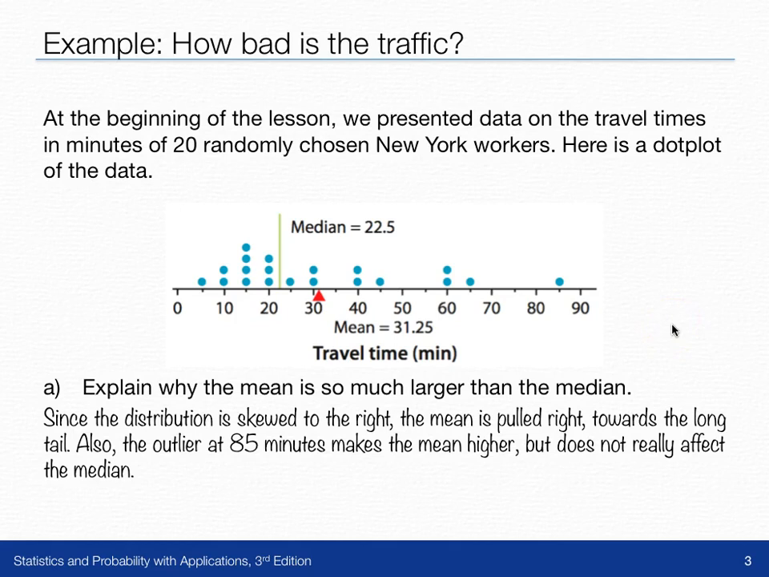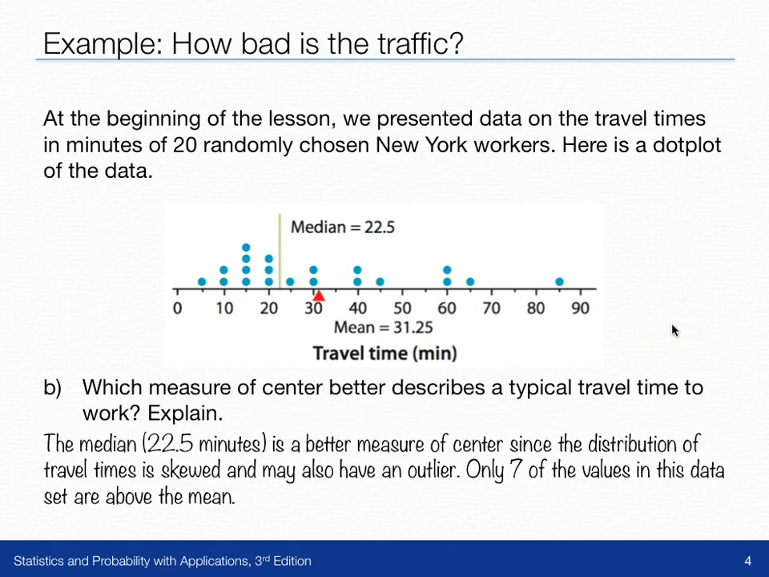Part B of the question asks us to explain which measure of center is a better description of a typical travel time to work. And in this case, it's the median. The median is a better measure of center for this data set because it's skewed. The distribution of travel times is skewed to the right. Had this been more symmetric, we would have maybe chosen the mean as the better measure of center. But because it's skewed, we're going to go with the median.